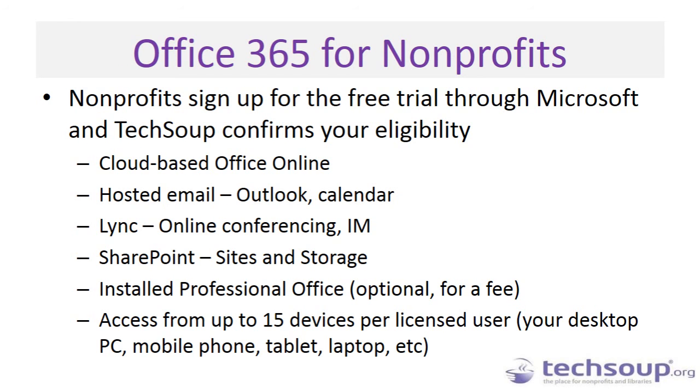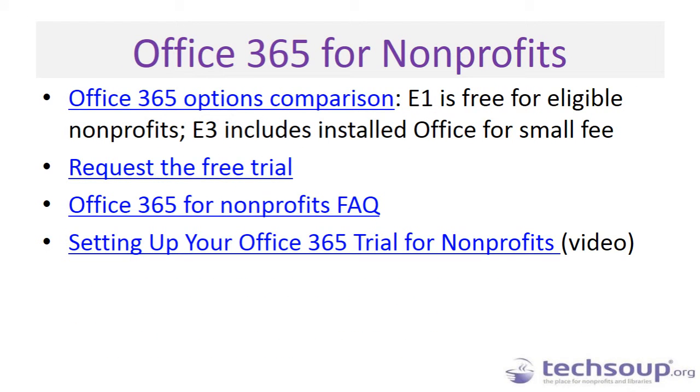And that's a good option if you have more licenses than what you can get through TechSoup's donation programs, or if you're not eligible for Office through TechSoup's donation programs. It also provides access from up to 15 of your devices per license, meaning you can access Office 365 from your cell phone, your PC, your laptop at work, and it's up to 5 mobile devices, 5 tablets, and 5 PCs per license, which is really fantastic.